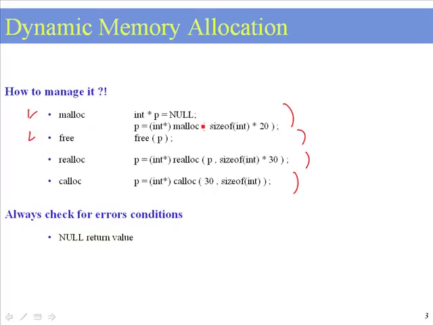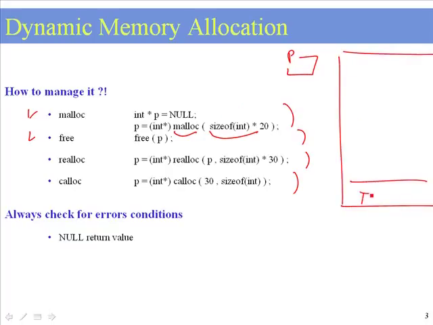Here is an example of code using malloc. You declare a pointer on int, p, initialized to null. And then you assign to p the call to malloc with the size that you request, size of one integer times 20, which means that the variable p is going to receive a pointer, a memory address, which is located somewhere.